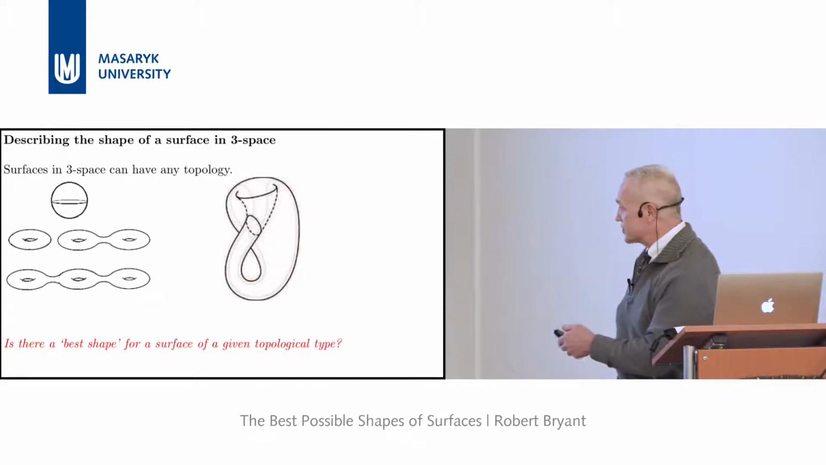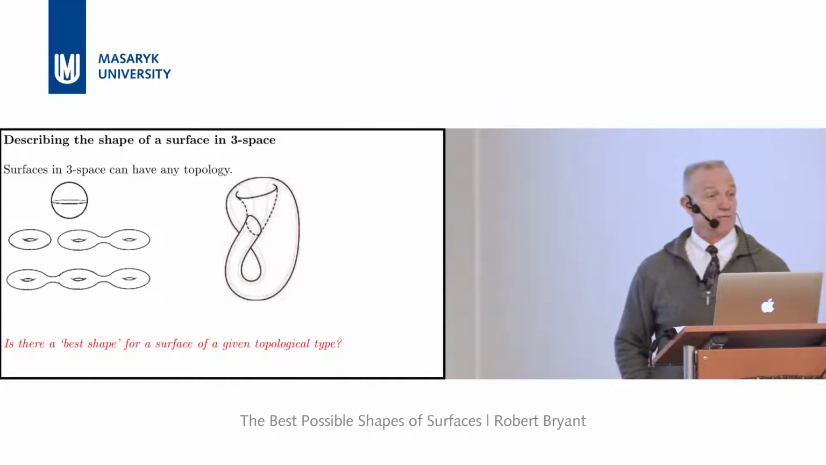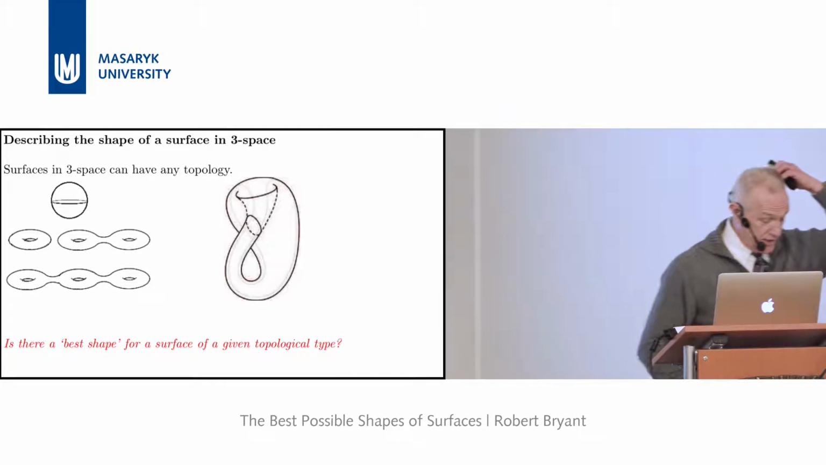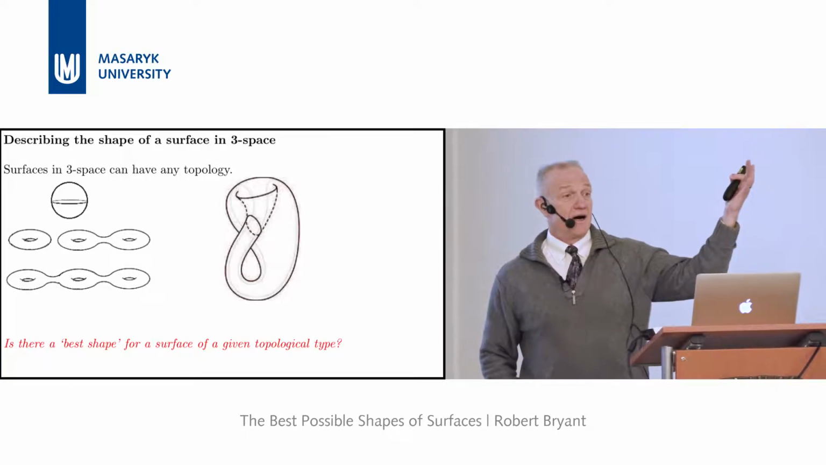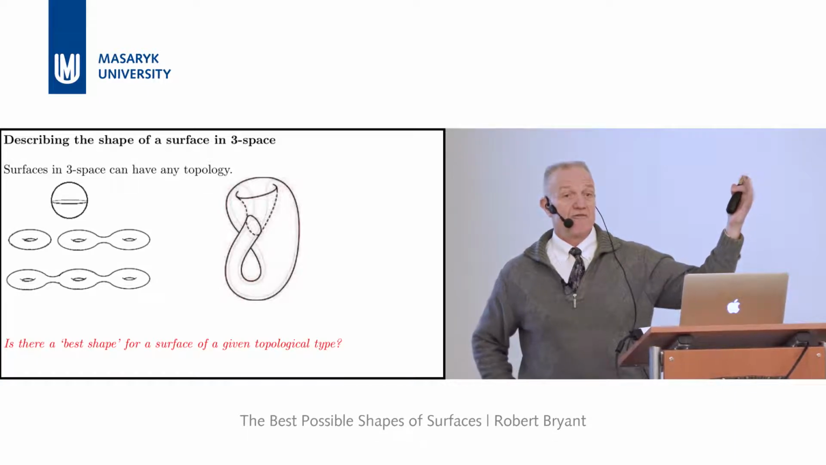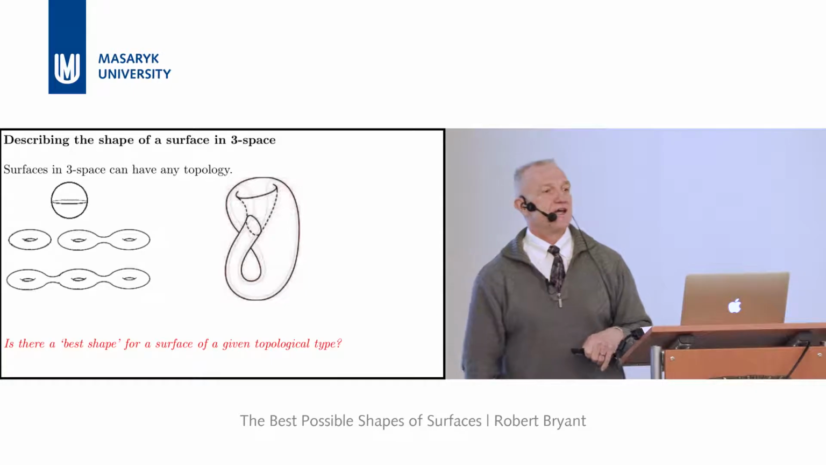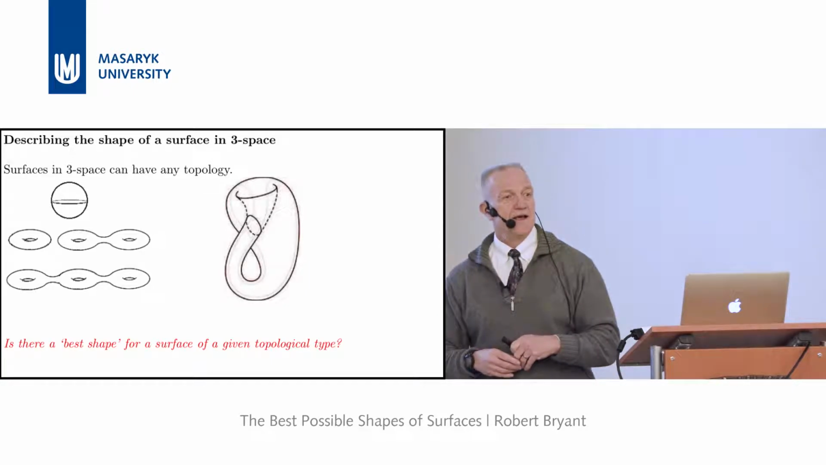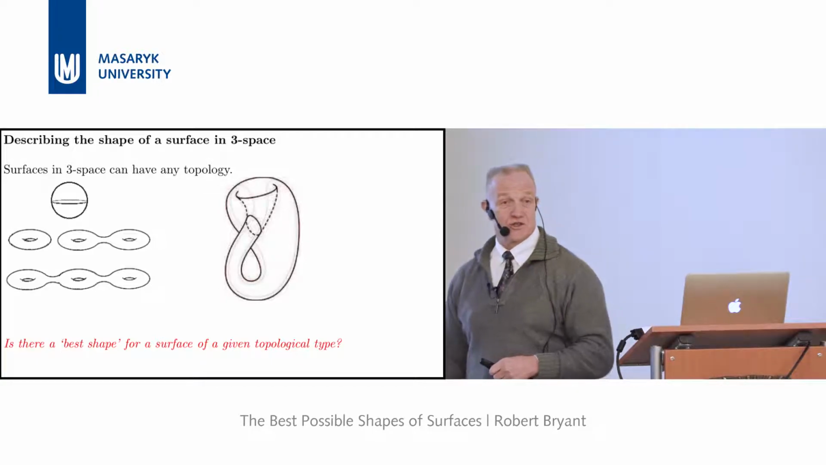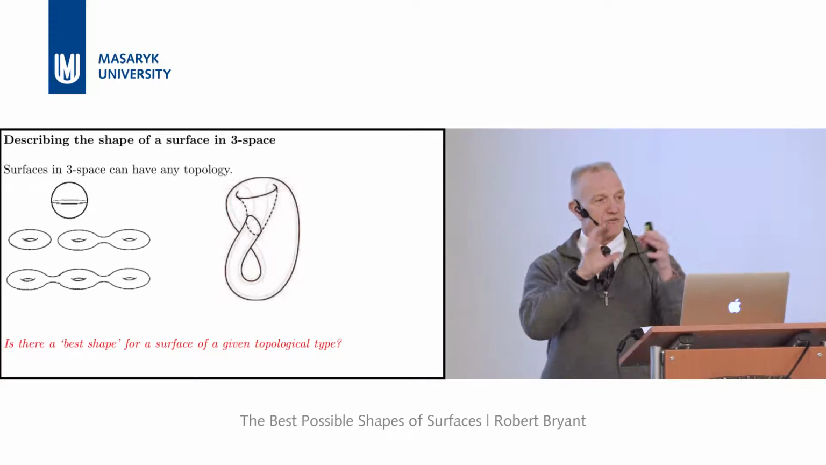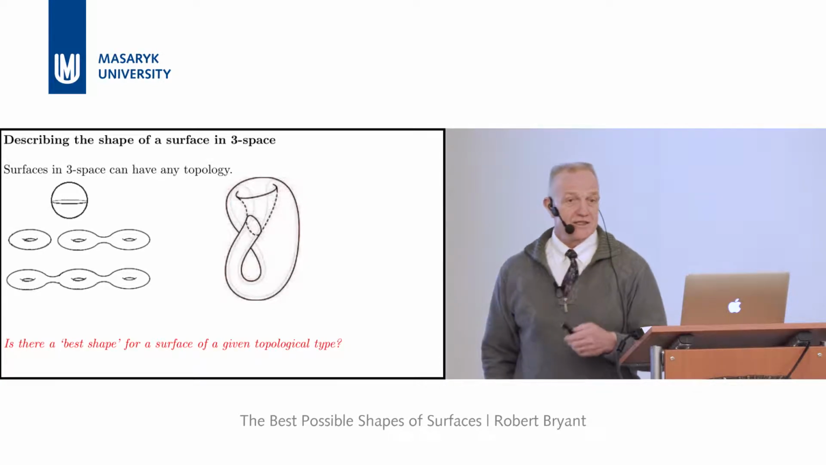But of course, in order to talk about that, I have to give a meaning to the word best. And best is going to be, I'm going to define some way of measuring how bent a surface is, how far away it is from being a nice, round, or flat surface. I'm going to introduce a way to talk about that and then ask what's the best possible way I can arrange a surface so as to get the minimum amount of bending or distortion to make it look as nice as possible.